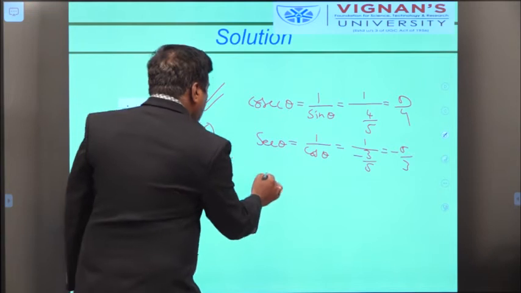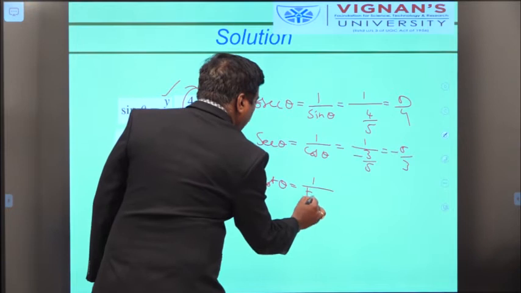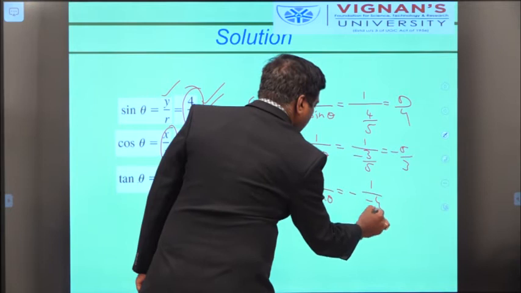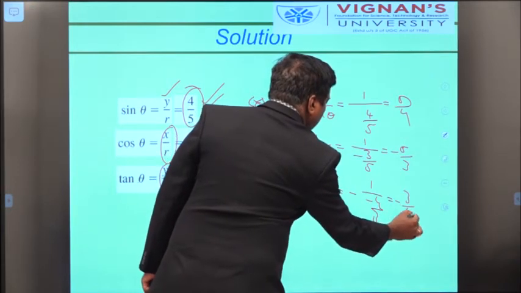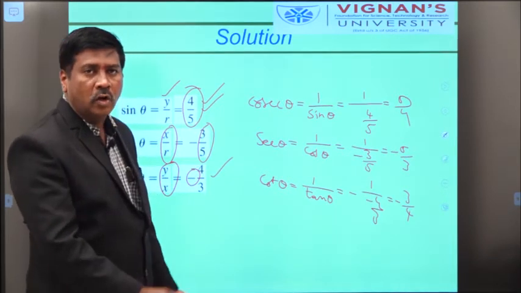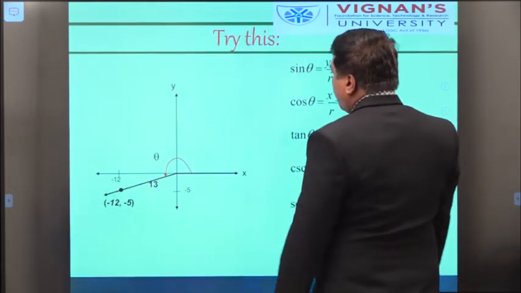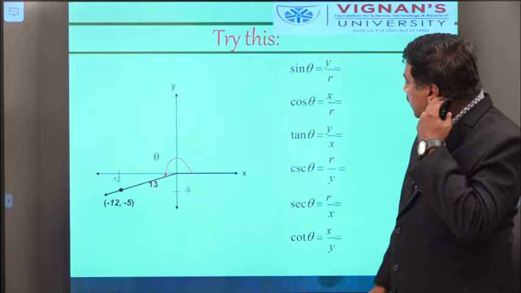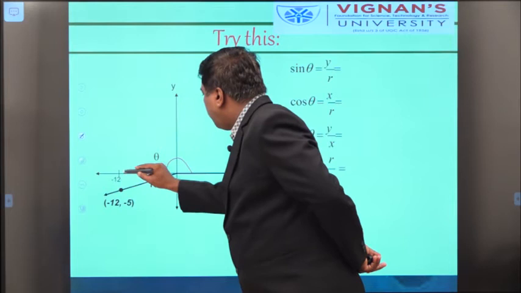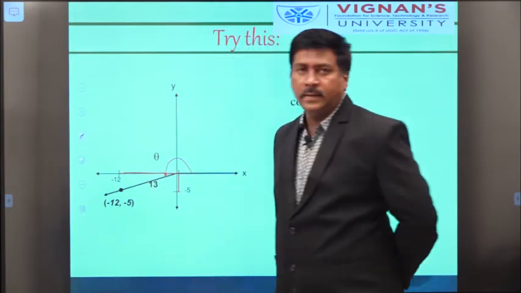Similarly, cot theta is equal to 1 by tan theta, that is equal to 1 by minus of 4 by 3, that is equal to minus of 3 by 4. Likewise, these are the rules and regulations we have to use for finding the trigonometric ratios in such a way. Now, please all of you see this. Here the point minus 12 comma minus 5 lies.